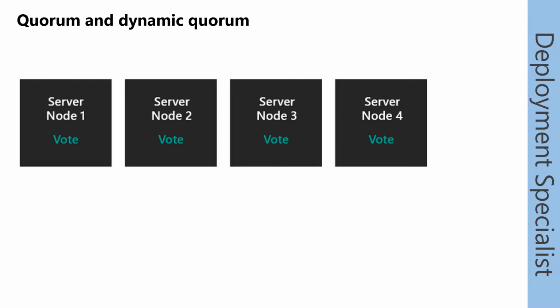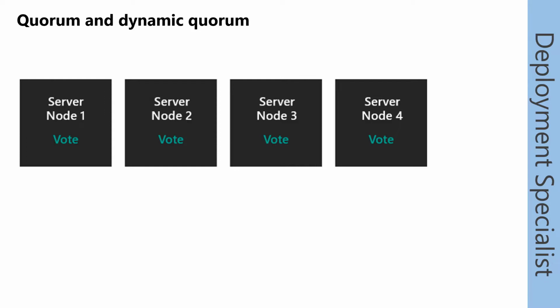Even if we don't configure Storage Spaces Direct, if we only configure a server cluster, each server has a vote. And if anything happens in this cluster, the cluster tries to find out if you can build a quorum, so a majority of votes, with the remaining servers.